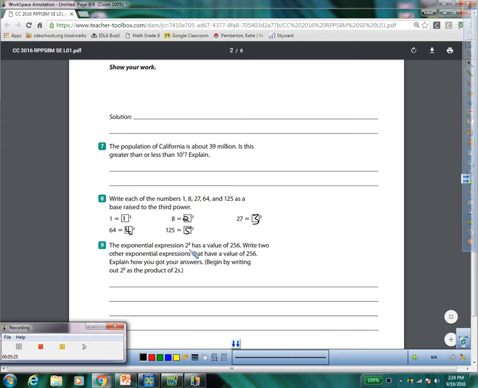The exponential expression 2 to the 8 has a value of 256. Write 2 other exponential expressions with that value, and you can explain your answer. There's lots of possibilities here, so some possible answers. You could have like 4 to the 4th is also going to work. 16 to the 2nd would work. Sorry, that looks sloppy. So lots of possibilities you could come up with here. This was just to push your brain a little bit. Okay, guys, thanks.